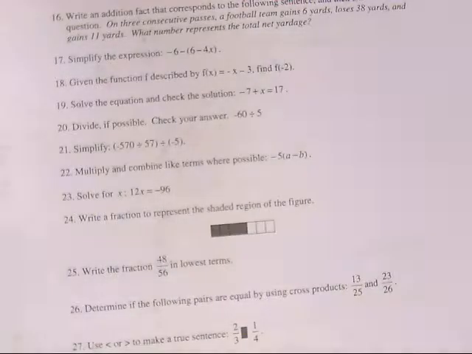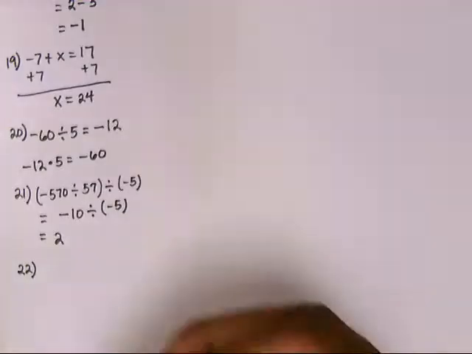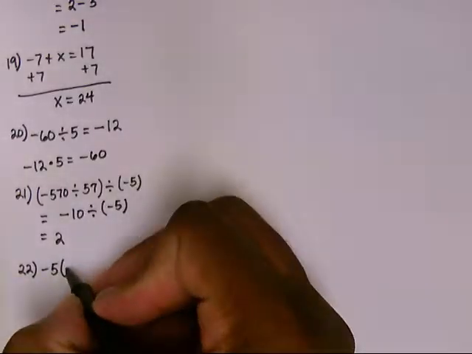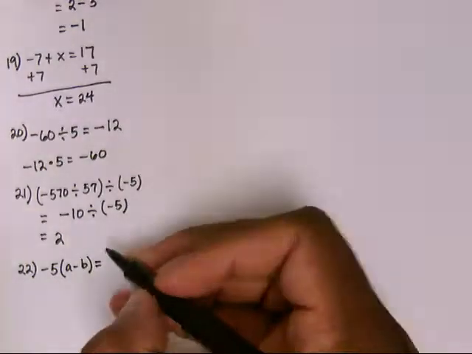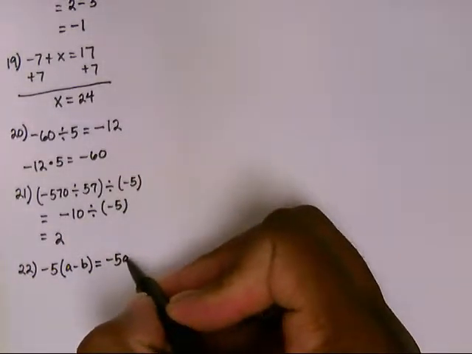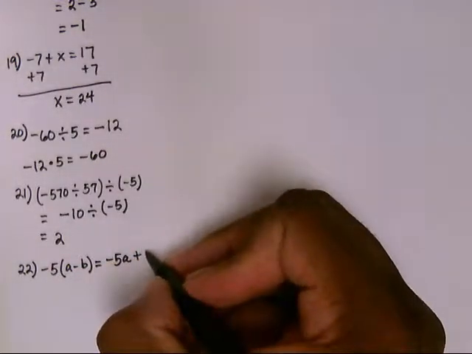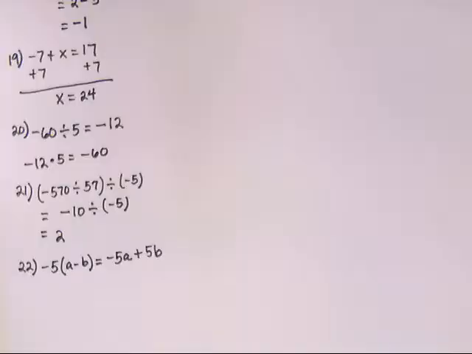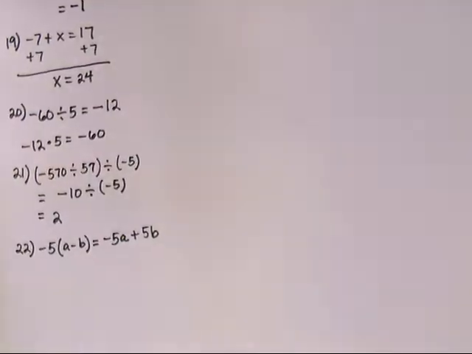Number 22 is to multiply and combine like terms where possible. So we have negative 5 times in parentheses a minus b. Negative 5 times a is negative 5a. And then that negative will make that minus a plus 5 times b, 5b. So this will end up being negative 5a plus 5b.